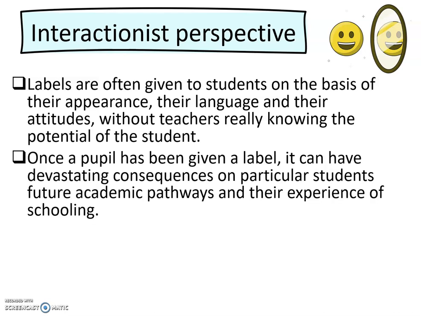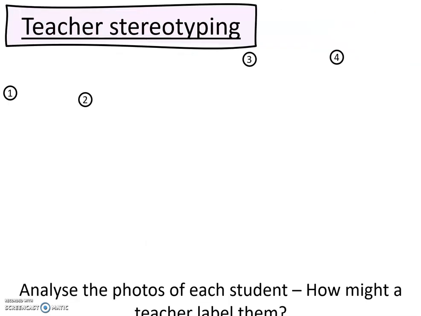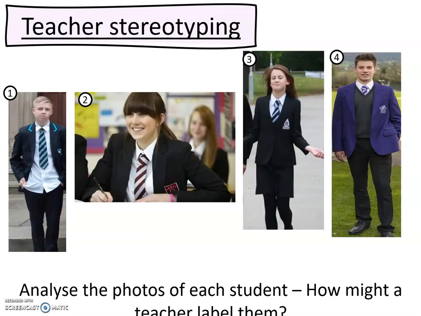Once a pupil has been given this label, it can obviously have quite bad effects on the students. It could affect the sets or bands that they're put into, how they experience school. And teachers label pupils based on their social class background, but it could also be things like ethnicity or gender. So for instance, feel free to pause and have a look at these. How would you label these individuals, or what kind of students do you think they would be? Do you think they're high achieving? Do you think they're going to go on to college? Do you think they're going to sixth form? Do you think they're going to university? Do you think they hand in their homework on time? What's their presentation like? If you had to judge them, how would you do that?